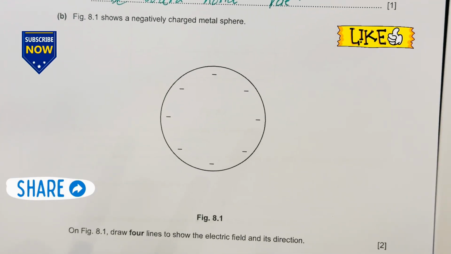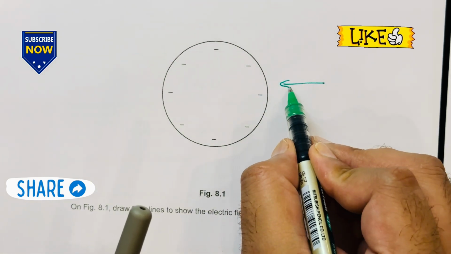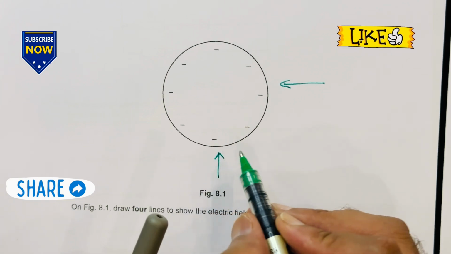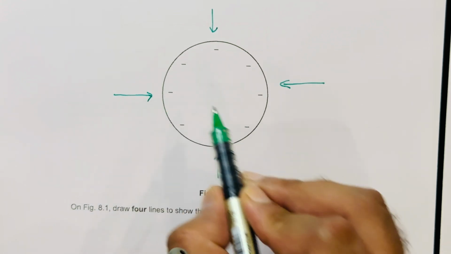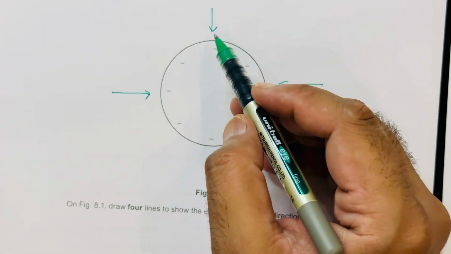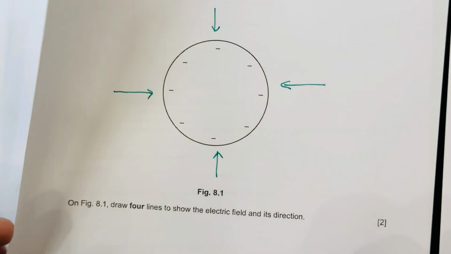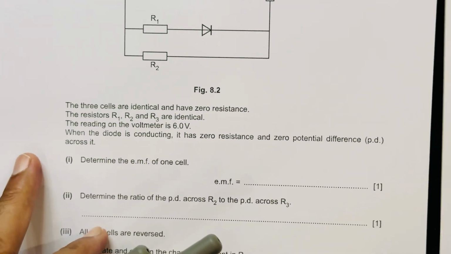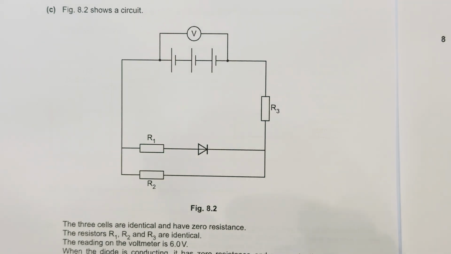Moving to the next part, figure 8.1 shows a negatively charged metal sphere. Draw 4 lines to show the electric field and its direction. So when I draw the 4 lines, it will be like that, because the sphere is carrying negative charge. That's why we're gonna draw these arrows like that. If here it was positive, then we need to move the arrow away from the sphere. Okay, moving to the next part C, figure 8.2. Okay, you can see now figure 8.2 shows a circuit.